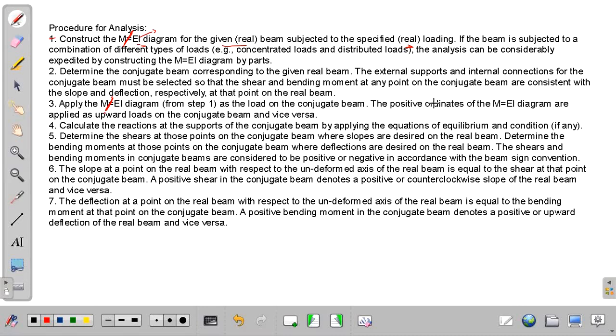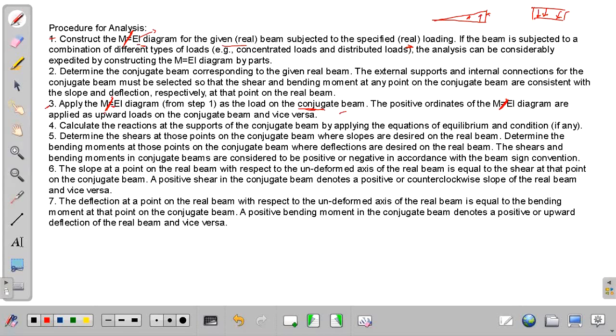Okay? So, the positive ordinates of the M over EI diagram are applied as upward loads. Pagka-positive, para consistent tayo, upward load tayo. Pagka meron tayong beam, sa example, meron tayong positive, upward yung load natin. And if you have a negative, downward naman yung loading natin. Okay? Pagka nilagay nyo yung M over EI diagram dito sa conjugate beam, for us to have a consistent direction of loading dito sa conjugate beam. Okay, ulitin ko. Pag positive ordinates yung M over EI, yung applied load natin is upward. Okay? Upward. And vice versa. Pagka negative yung ating M over EI diagram, downward yung magiging load natin. Okay? So that's the third step.